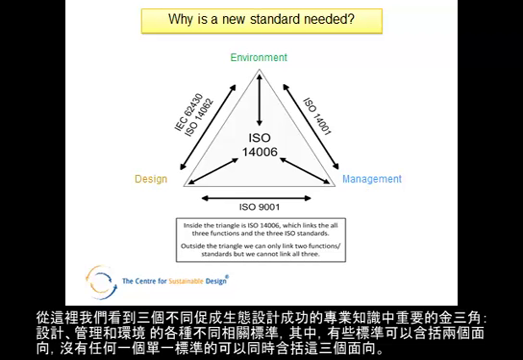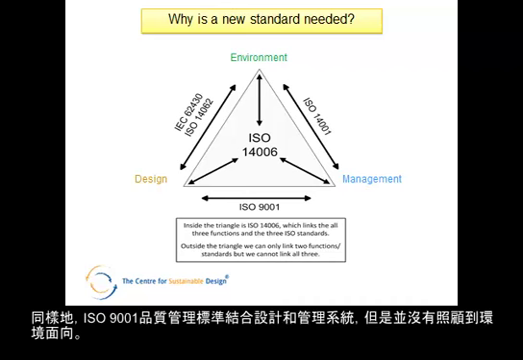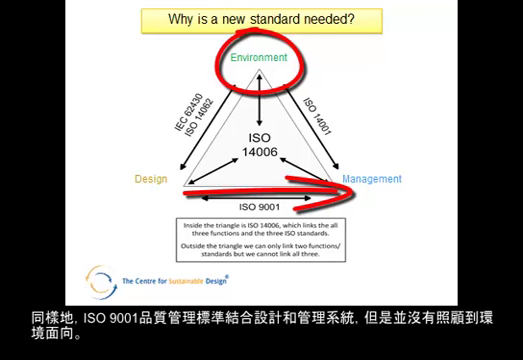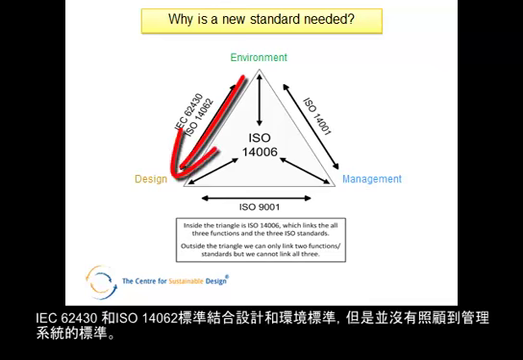Outside the triangle there is a sharing of at least two knowledge domains between different standards, but we cannot link all three. For example, ISO 14001 links environmental aspects with business management, but does not address design. ISO 9001 links design with management but does not address environmental issues. And IEC 62430 and ISO 14062 address environmental issues within a design process context but do not link to management systems.